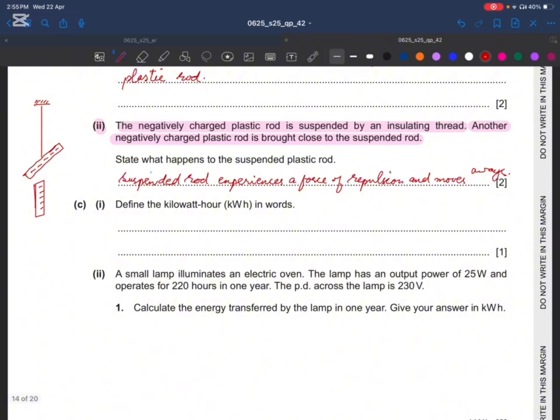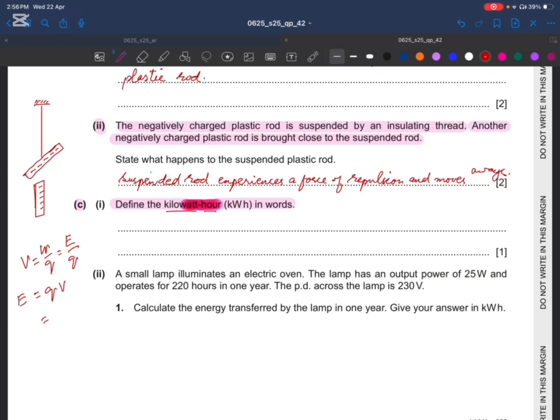Now, in part C, part 1: define the kilowatt hour. Basically, the kilowatt hour is nothing but a unit of energy. And how much energy? We have studied V is equal to W over Q, or energy per unit charge. So if you take E, the energy, what you will get is QV. So if you have a charge of 1 coulomb, and obviously here you have this equation, kilowatt hour.